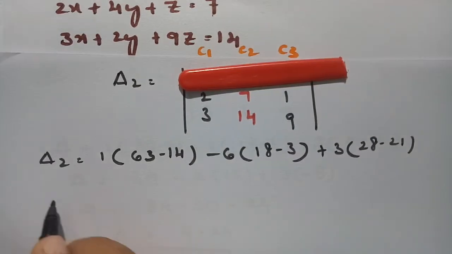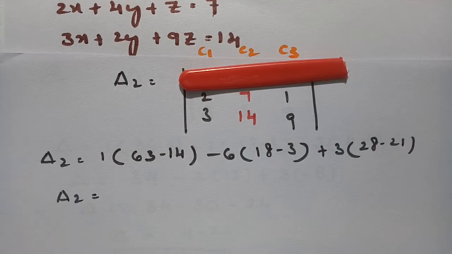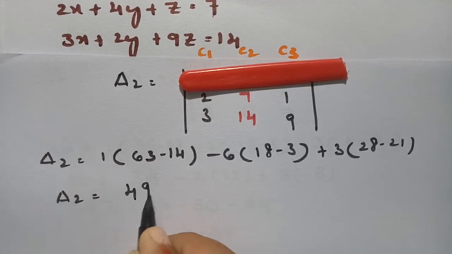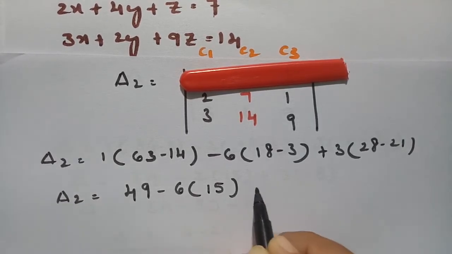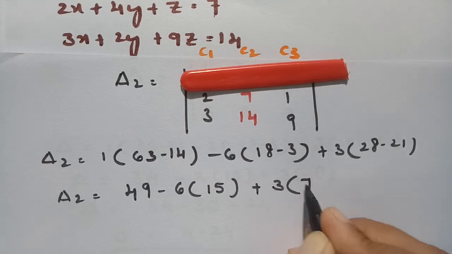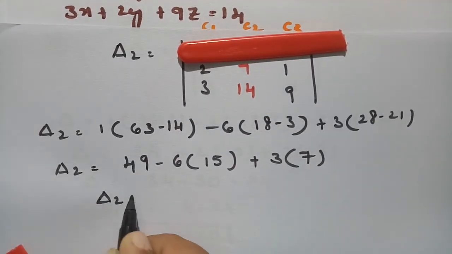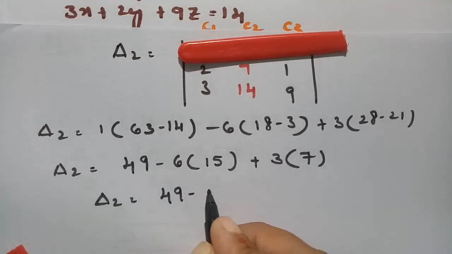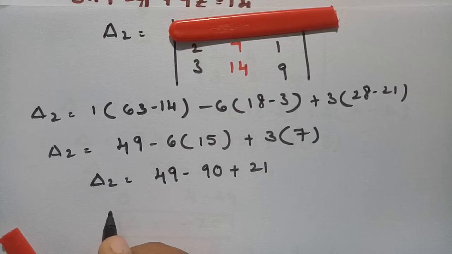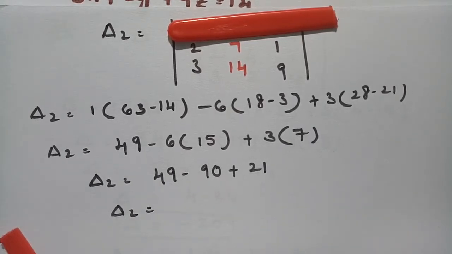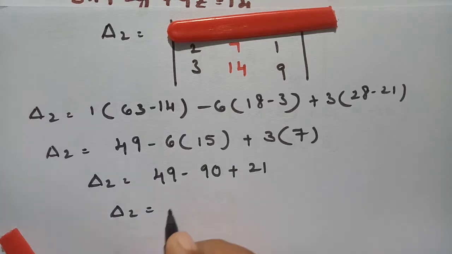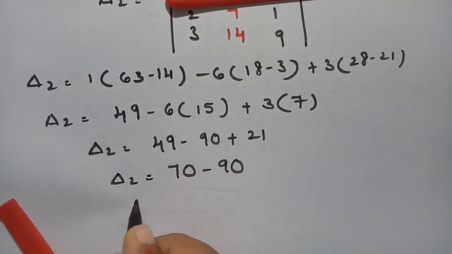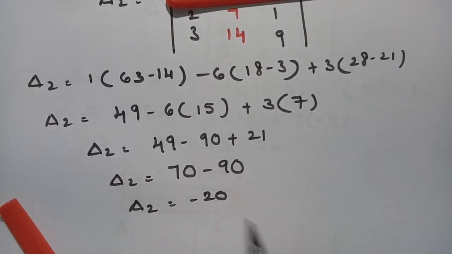So here our delta 2 value is equal to 63 minus 14, which is 49, minus 6 times 15, plus 3 times this value, which is 7. So delta 2 is 49 minus 15 into 6, which is 90, plus 21. Therefore delta 2 is 49 plus 21, which is 70, minus 90. Therefore our delta 2 value is minus 20.